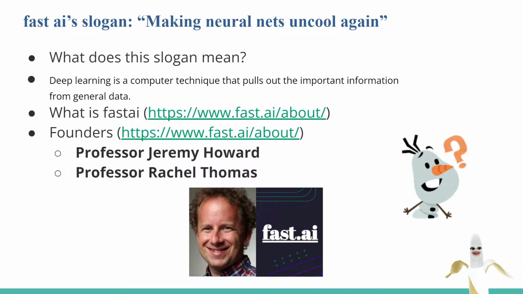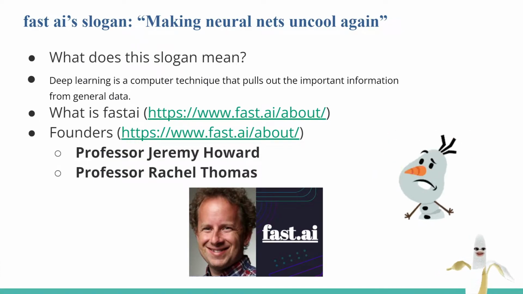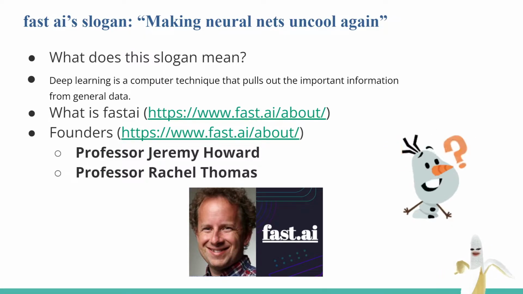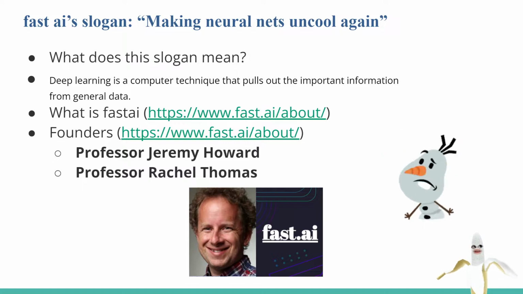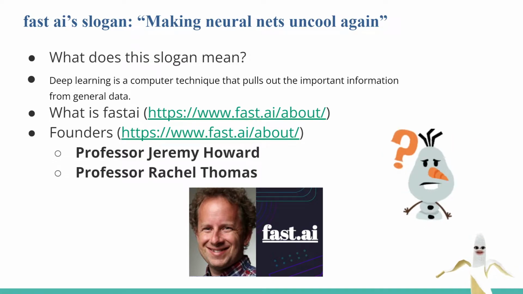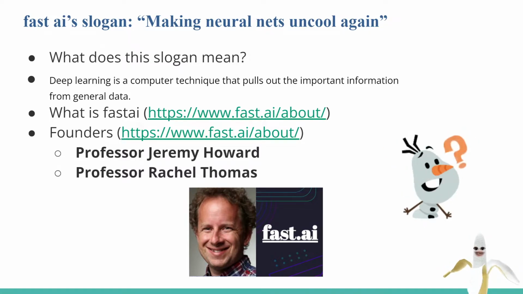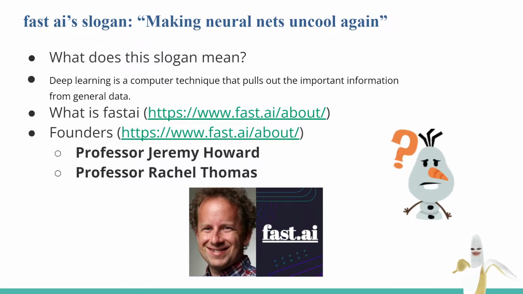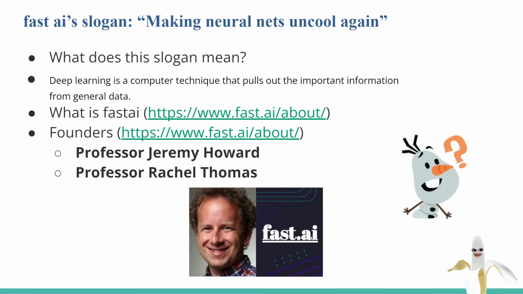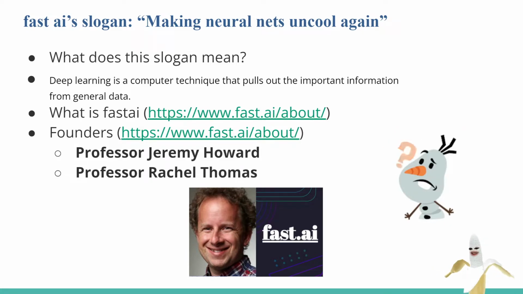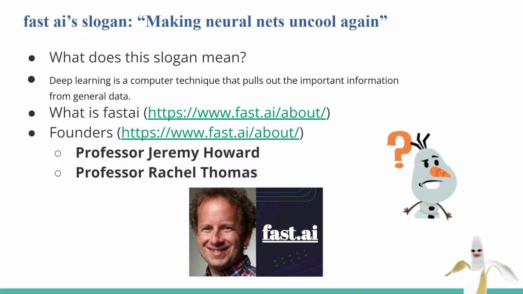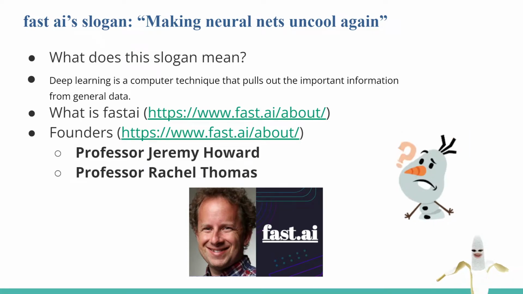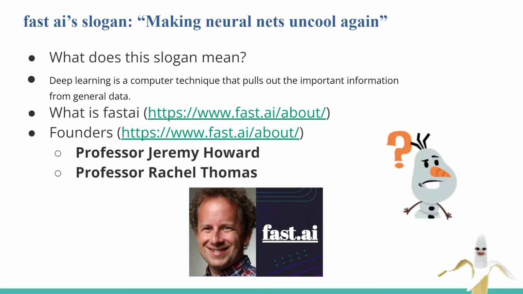So Fast AI's slogan is making neural networks uncool again. What does this slogan mean? Basically, this slogan is to motivate them to make AI more accessible by everybody, to make it more simple, and not only the smart people can know what an AI is and can build one, and instead everybody can do it, even kids and people who don't have a good degree in math or a PhD. So that's what their slogan means.